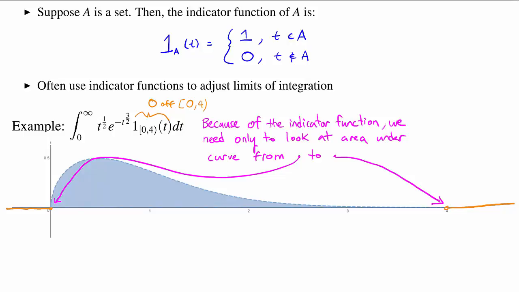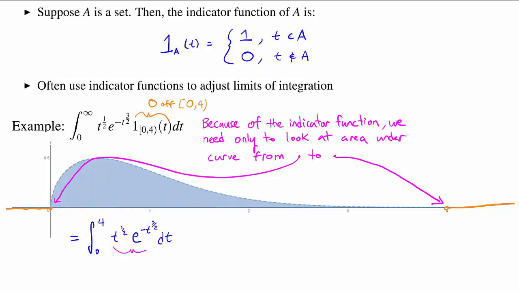Technically, this would result in an improper integral because it's a semi-closed interval, so it's open at 4. But since t^(1/2) e^(-t^(3/2)) is so nice, it's really the same as the Riemann integral. The limit in the improper integral will exist and it will be equal to the Riemann integral where we would have closed at 4. And so this then really is the integral from 0 to 4 of t^(1/2) e^(-t^(3/2)) dt.